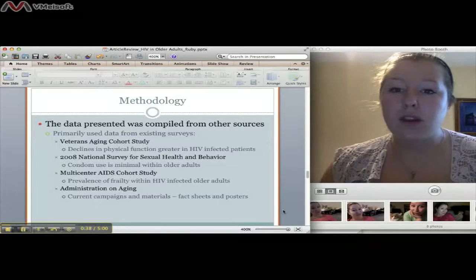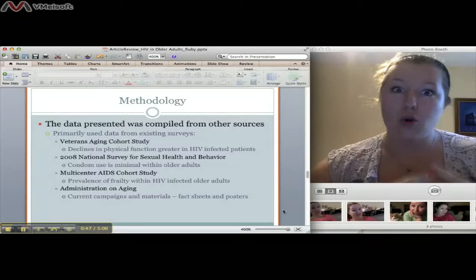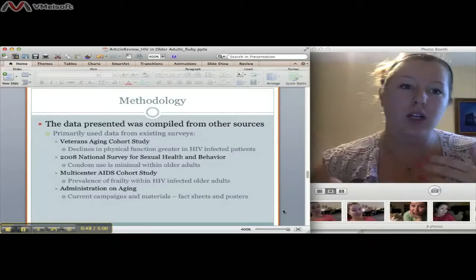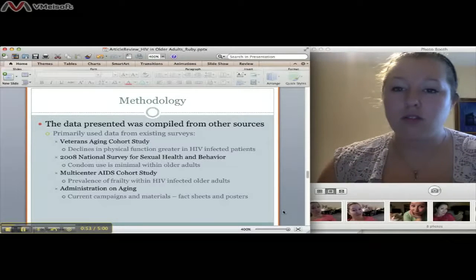So the methodology, as I said before, they didn't do their own research. Well, they didn't do their own formal research. They didn't have their own cohorts that they were following and conducting intervention programs or things like that. But they did use some existing surveys. They're all listed right here.